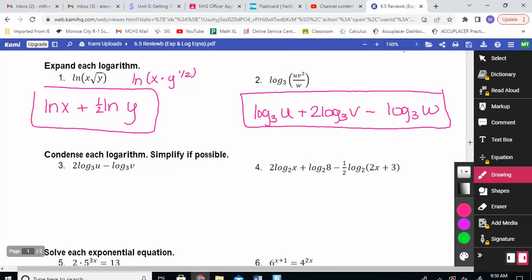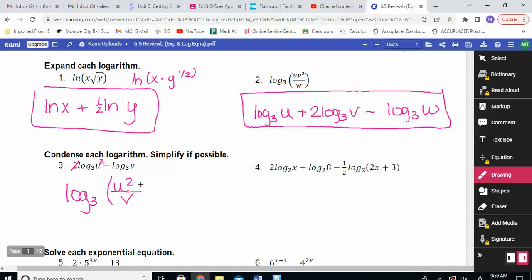Okay. Moving on. So example 3, if I ask you to condense that, that's 1 log. What do we do with the 2? Exponent. So that's a u squared. Since it was minus v, we divide by v. Are we remembering all of this so far?